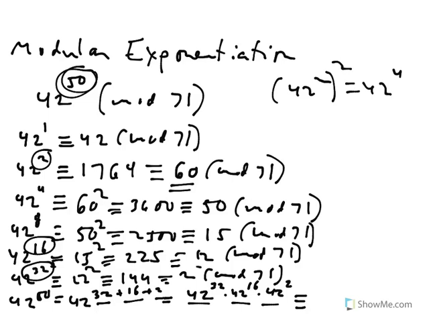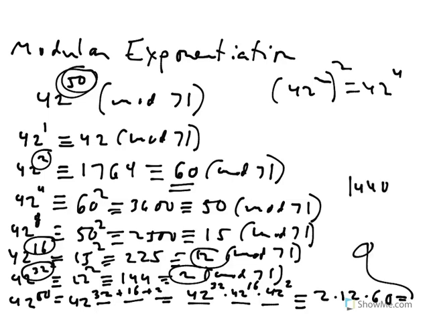Now 42 to the 32nd, according to this last row, is 2. And 42 to the 16th is 12. And 42 to the 2nd is 60. So I multiply those three numbers together to get 1440. Whoops. And when I divide that by 71, I get 20 remainder 20, which is also confusing. But 20 is the answer, the remainder. And 20 is the value of 42 to the 50th power mod 71.